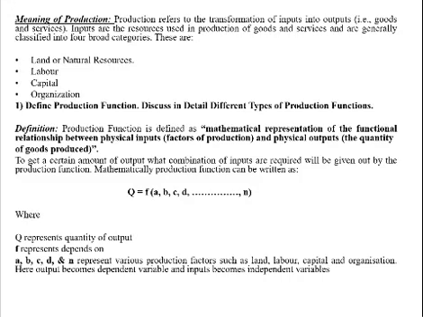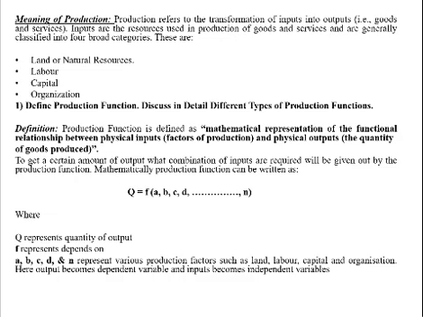Hey guys, we are back with another concept: production. Production function. Meaning of production. Production refers to the transformation of inputs into outputs. Inputs are the resources used in production of goods and services and are generally classified into four broad categories: land, labor, capital, and organization.